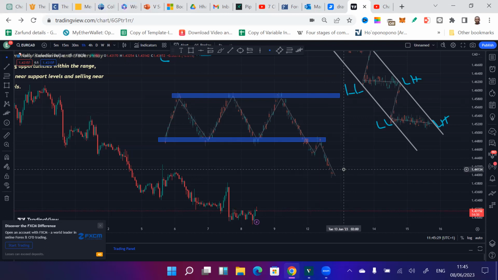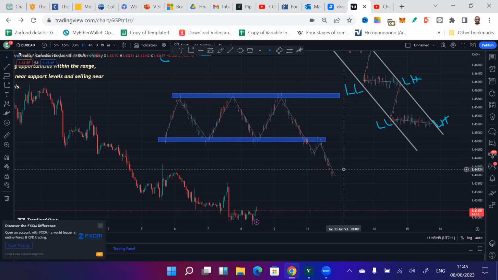So if you want to enter a higher probability trade, you might want to wait for the breakout. Okay, so these are the three types of trends that we will see in the market all the time.